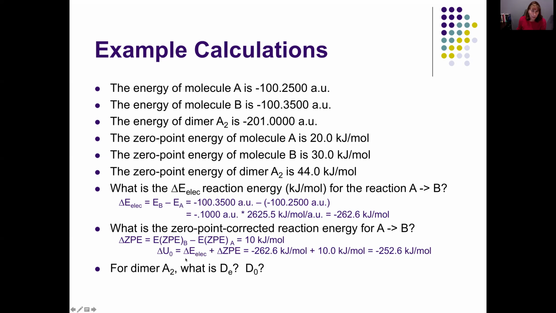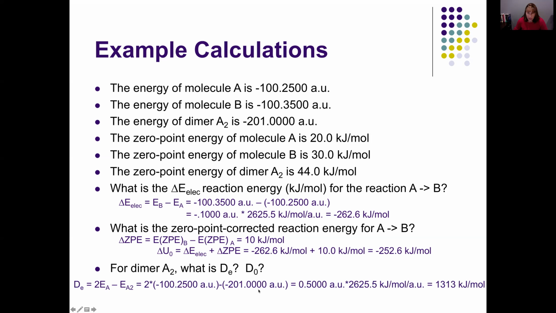All right, let's think about the dissociation of dimer A2 into 2 A's and ask the questions again. What is DE? What is D0? Well, DE is going to be our products, which is the 2 separated A's. So 2 times the energy of A minus the energy of our dimer. So we can plug in our numbers for our energy of A and our energy of our dimer, and we'll get a positive value of 1/2. Think about that. It takes energy to dissociate something. So, okay, positive is a good thing. Multiplied by our conversion factor, we've got 13 kilojoules per mole.